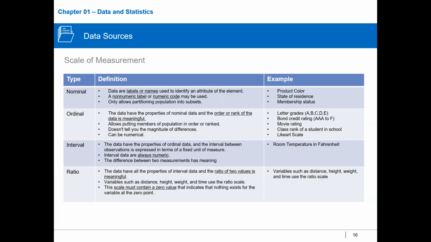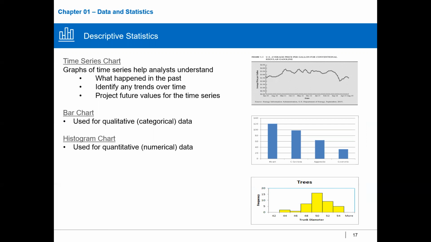We'll be talking about charts primarily in future chapters, but three common charts using descriptive statistics start with the time series: what happened in the past, identifying trends over time, a time chart. Example, here are the dates, and here's a measurement here, okay? Average price per gallon, right? A bar chart is used to measure quantitative data or category data. So you can have, for example, our flavors of ice cream on our x-axis, and then on our y-axis, we can have our quantity sold, for example, okay?